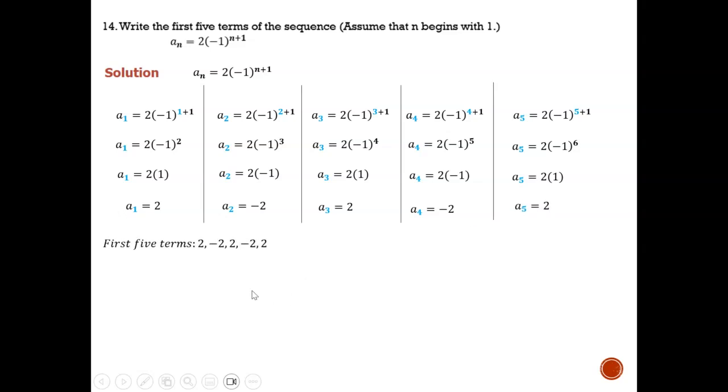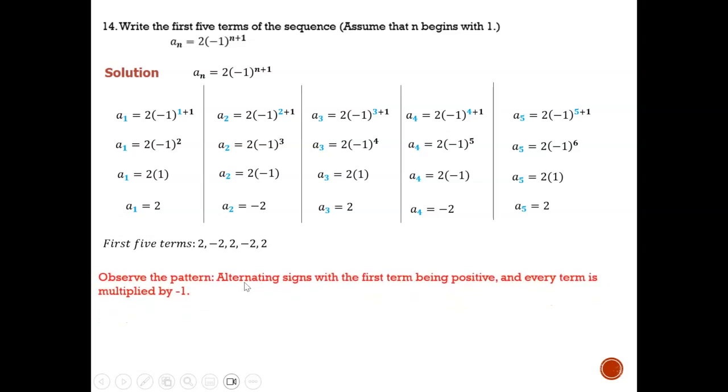Now look at the pattern: alternating signs with the first term being positive. My first term is positive. On the previous one, number 13, the first term was negative. And every term here is multiplied by negative 1.